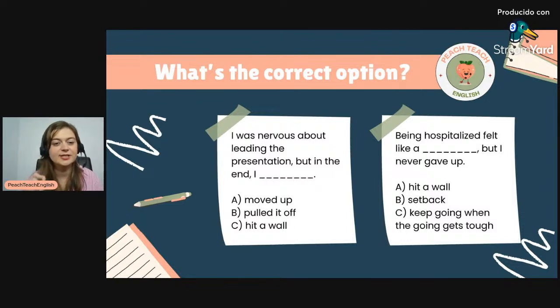Hey guys, this one's going to be B. I pulled it off. I was nervous about leading the presentation, but in the end, I pulled it off. Okay, so you were really worried, maybe not so confident, but at the end, you did it and you did it successfully. You pulled it off. Okay, let's go to the next one.